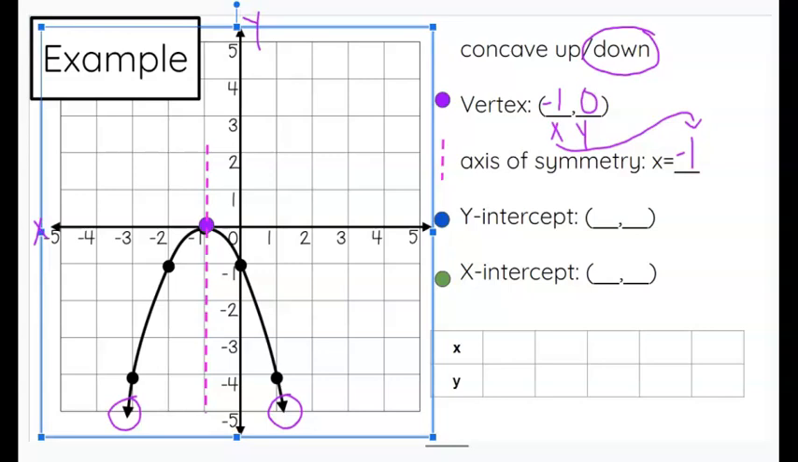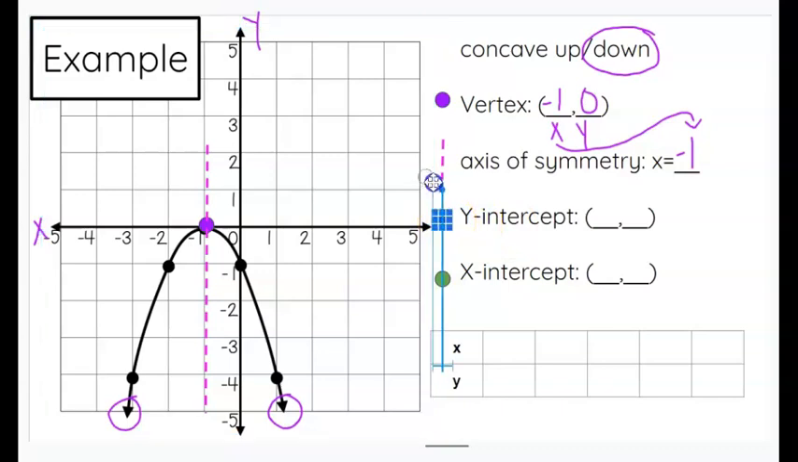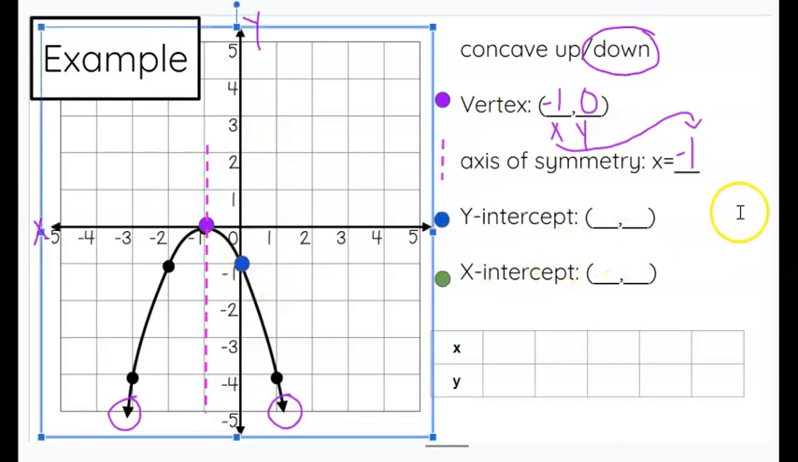The next key piece of information we'll identify is our y-intercept. So that is the point where the parabola crosses the y-axis, which is right here, that blue point. And the coordinates of that are 0, -1.